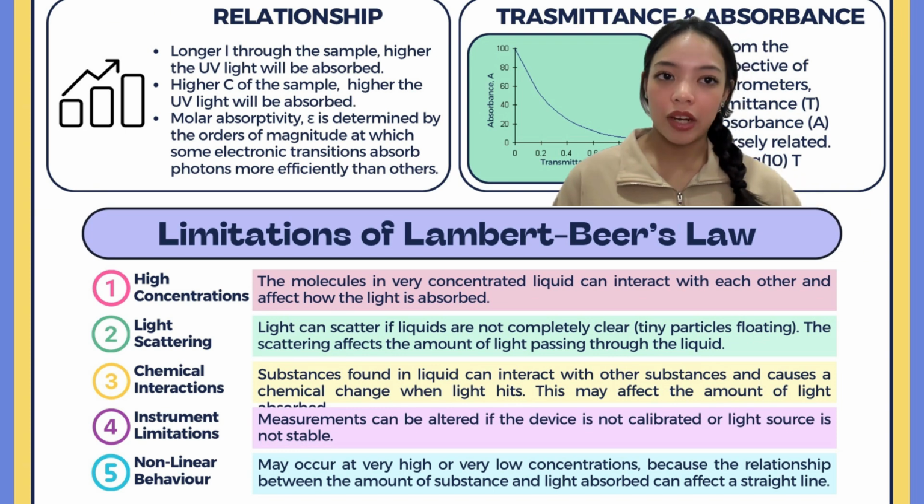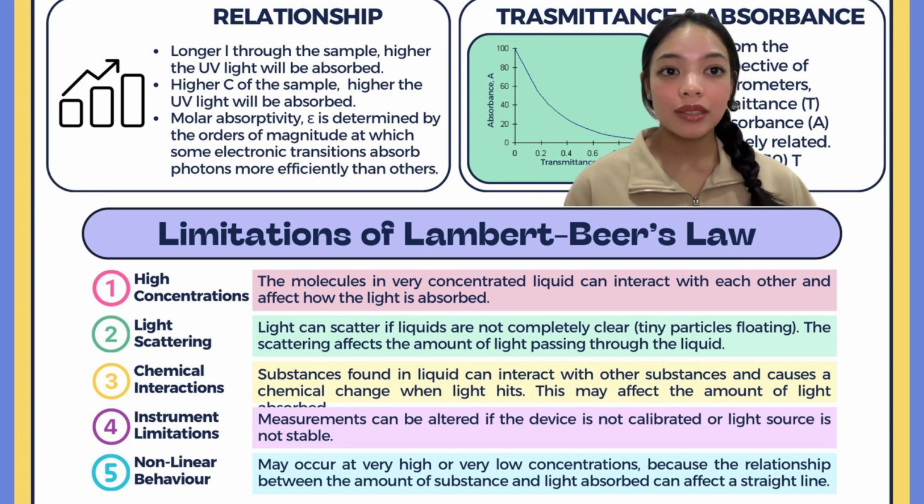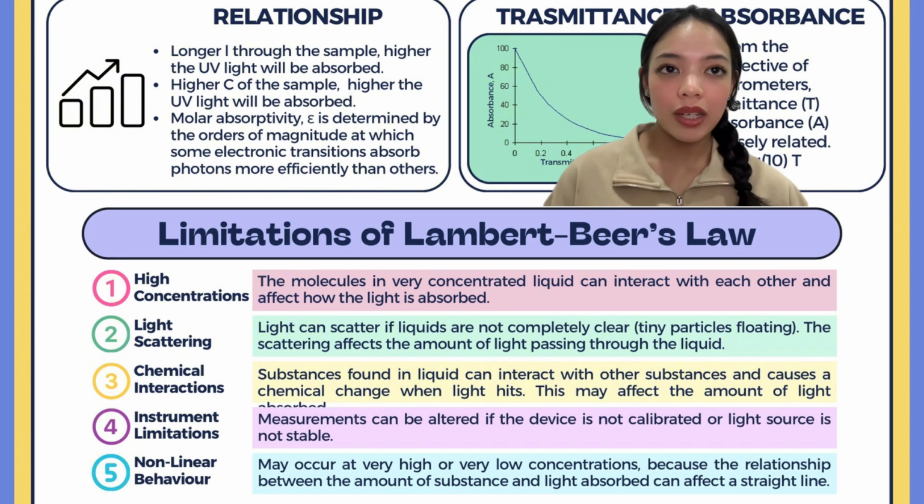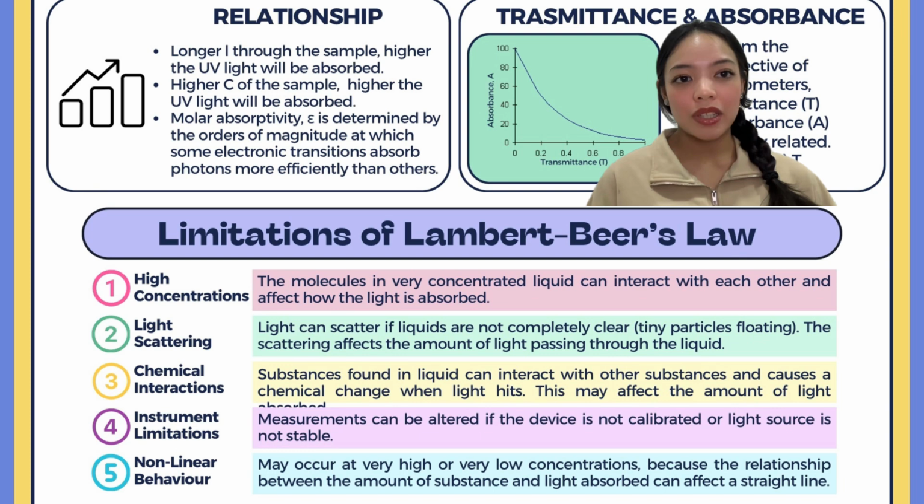Secondly, light scattering. Liquids that are not clear or have tiny particles floating in them can scatter light. This scattering affects how much light actually gets through the liquid, making it hard to measure accurately. Thirdly is the chemical interactions.